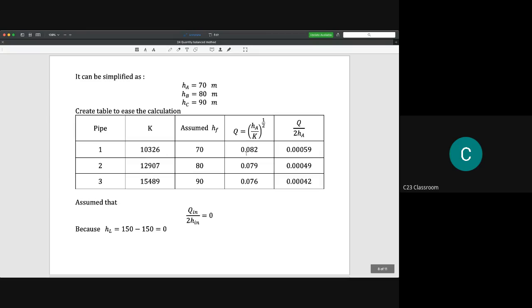So if we write three Bernoulli equations for A, B, and C, we could say that the losses HA is 70 meters, HB is 80 meters, and HC is 90 meters. To ease our calculation using the previously mentioned equation, what I propose here is you make a table here. So we have pipe 1, pipe 2, pipe 3, and then we have the value of K.